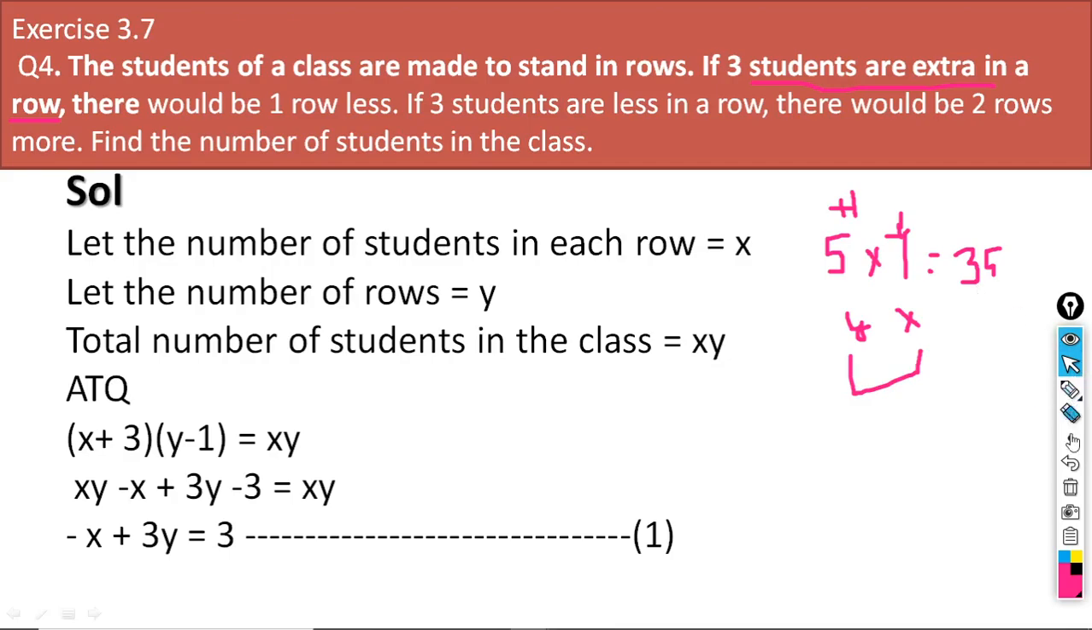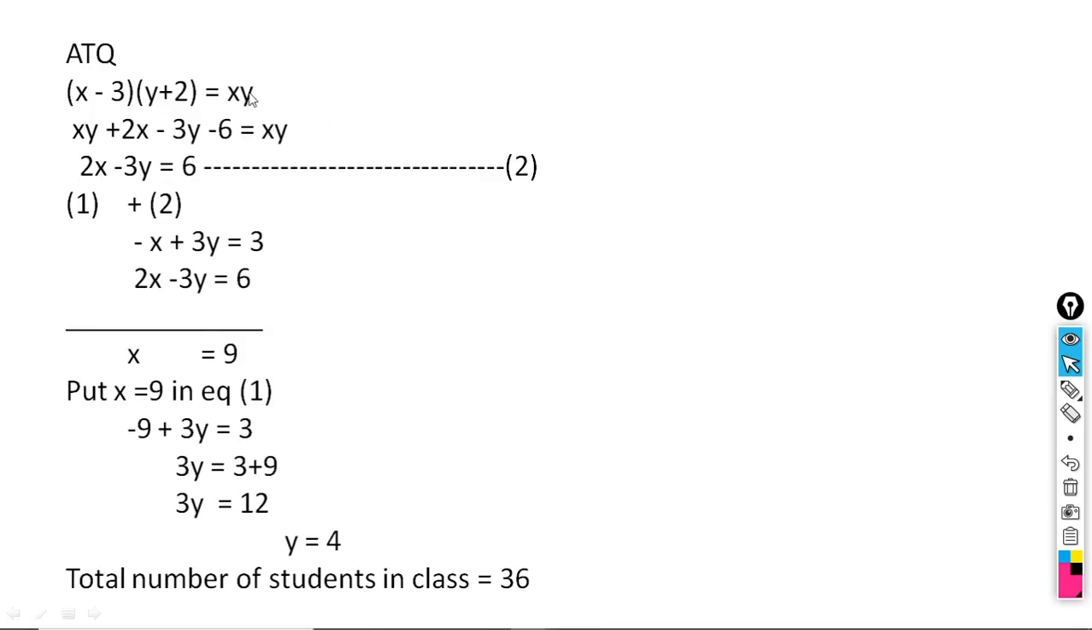Similarly, in the second case, 3 students are less in a row, means x minus 3. There would have been 2 rows more, means y plus 2. x minus 3 into y plus 2 is equal to xy. Simplifying that, you get equation number 2. And by simply adding, you can find x and y. x comes to be 9, y is equal to 4. So the total number of students in the class is 36.